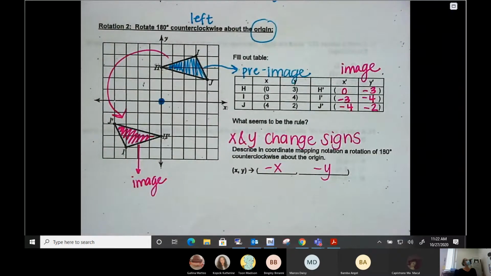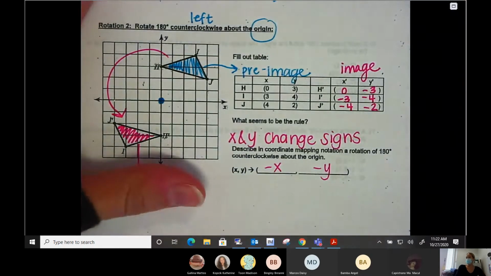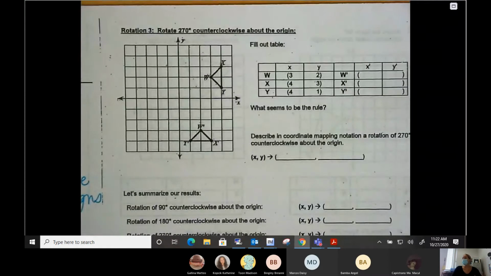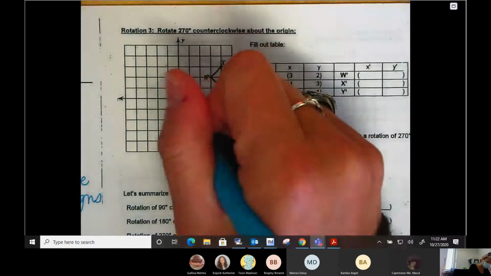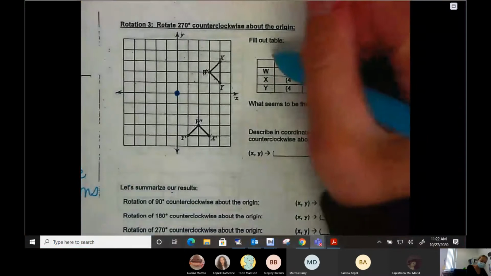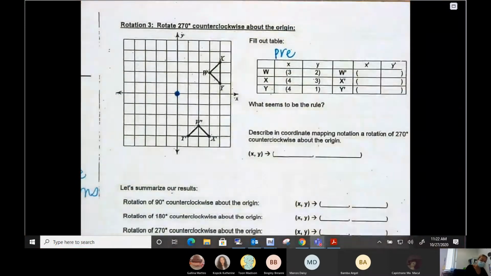All right, we got one more. Are you ready? You can kind of catch the gist of what we're doing here. All right, so in rotation number 3, again, we are going counterclockwise around the origin, which is at the center. So I'm going to put a point at the center. I have a pre-image and an image.